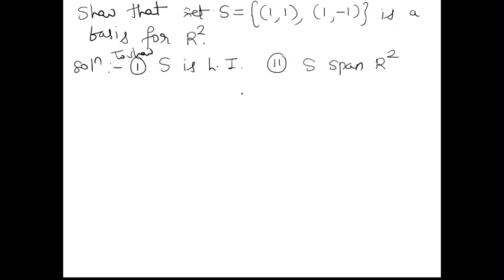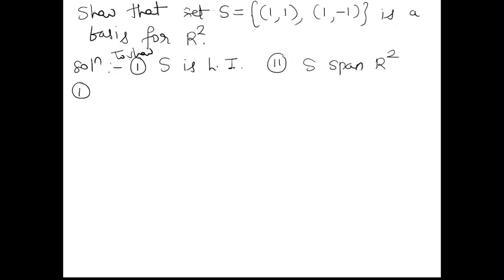Now, in order to show that a given set is not a basis, it's sufficient to show that one of the conditions fails. Either show that S is not linearly independent or show that S does not span R square, just to prove that the given set is not a basis. Here in this case we have to show the result on a positive side, that it's a basis. So both the conditions must be satisfied. So let's go for the first one.